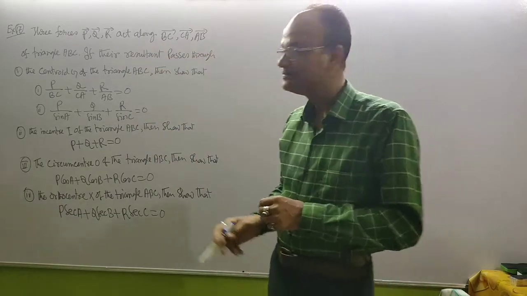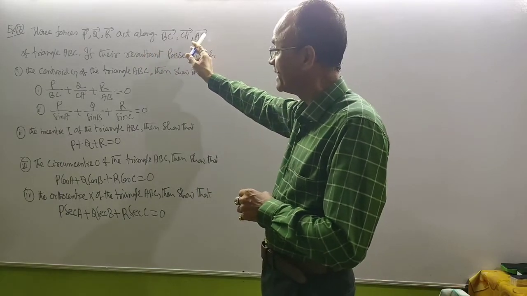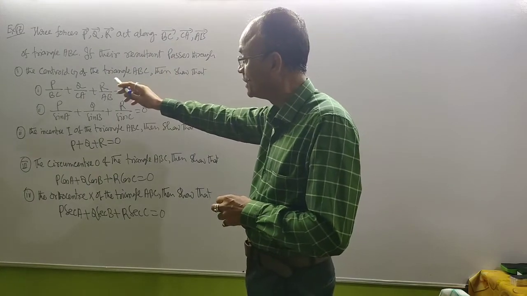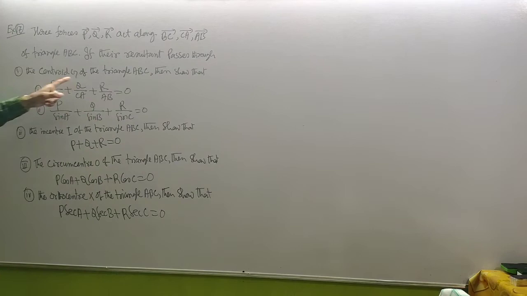Question number 17. Three forces P, Q, R act along BC, CA, AB of a triangle ABC. If their resultant passes through, there are four questions here. Passes through the centroid G of the triangle ABC. Then we have to choose this.